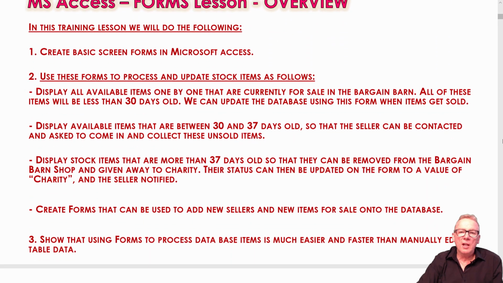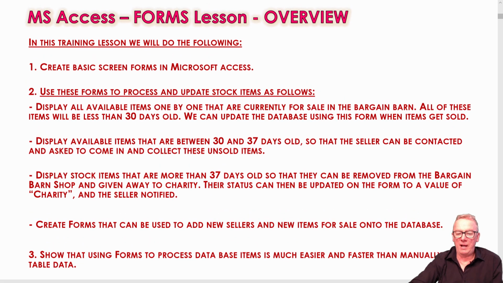And here's an overview of the lesson of what we're going to do exactly. The idea here is that we're going to be making some basic screen forms in Microsoft Access, and these forms will be able to use to process items in the business. So we'll be displaying all of our items that are available. We'll be looking for ones that are between 30 and 37 days old so that those ones can have the seller contacted to come and collect the goods from the barn because they haven't sold. We'll be having another form where we can look at items that are more than 37 days old because those ones need to be sent off by Passy to charity.